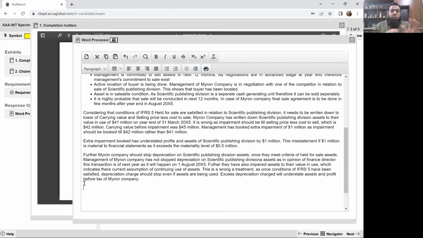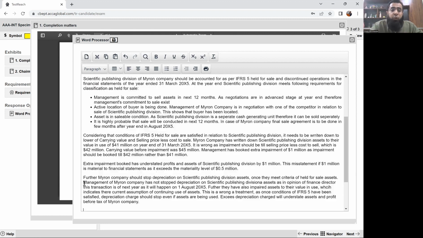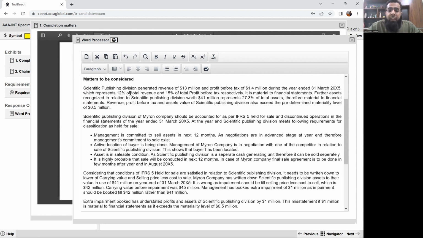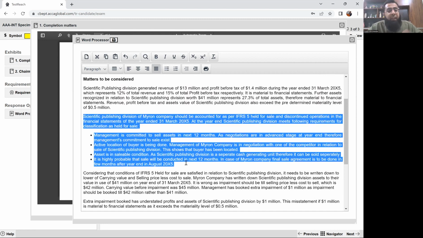So see, what you need to understand is that you have to answer in a normal manner. What you are doing is trying to explain in more detail and trying to apply it more. But this is one of the things to always try and make sure. So we have commented on materiality for 1 mark. We commented on conditions of IFRS 5 held for sale. We consider this entire paragraph for 1 mark because we consider every matter for 1 mark.